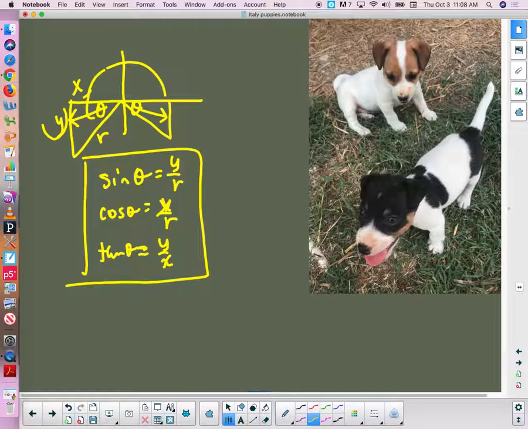Also, there are 3 more trig words: cosecant, secant, and cotangent. To write them out, this is cosecant. We couldn't call it COS, that was already taken. So they called it CSC. So CSC, secant, and cotangent.